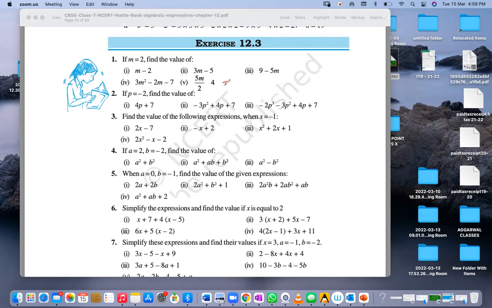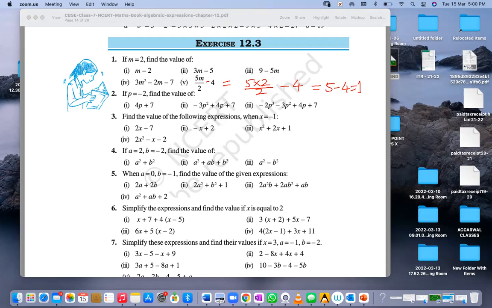If it is 5m by 2 minus 4, how will I write? 5 multiplied by 2 by 2, which will be 10 divided by 2 equals 5. 5 minus 4 equals 1. 1 is the answer.